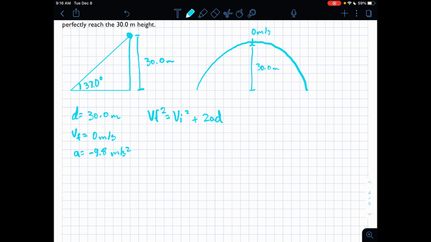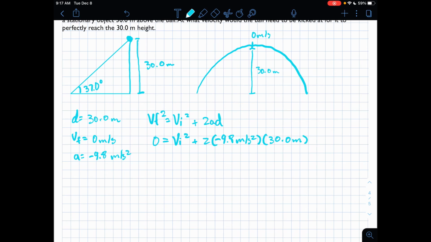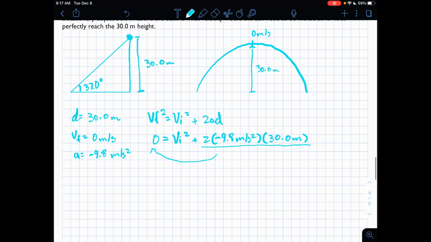Now you have the final velocity, which is just going to be 0 squared, which is 0. The initial velocity is what we're trying to find. So we'll have it as V naught squared plus 2 times negative 9.8 meters per second squared times d, which we know is 30 meters. Write that in there. Now what you want to try to do here is to isolate the initial velocity. So basically just subtract everything here and move it over to this side. And you just do that by subtracting both sides. So I'll quickly do that with you guys.